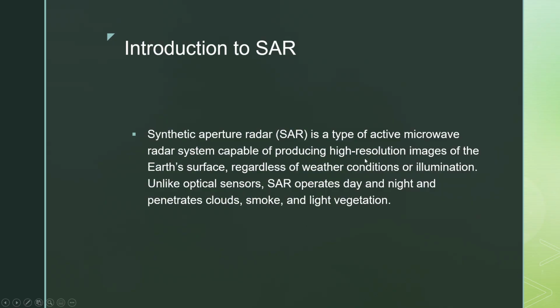So, synthetic aperture radar, known as SAR, is a type of active microwave radar system capable of producing high-resolution images of the Earth's surface, regardless of weather conditions or illumination. Unlike optical sensors, SAR operates day and night and penetrates clouds, smoke, and light vegetation. This lecture is going to cover SAR theory and advantages, range and azimuth resolution, the imaging process, real-world applications, and available SAR data resources.